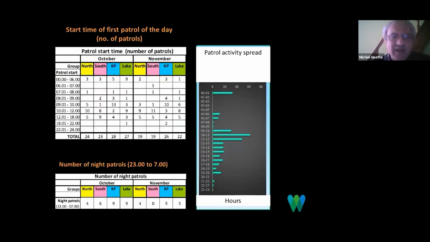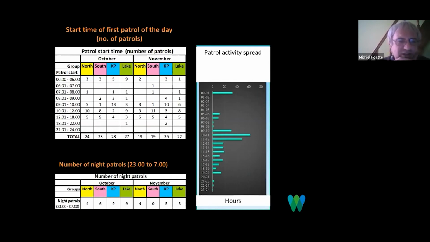This is something that I started to do in a few protected areas in Russia after noticing that some teams start after lunch and some teams are willing to do a lot of early morning patrols. So we basically started to monitor when the first patrol of a day starts. So for instance, in October, the North team conducted 24 patrol days, of which 3 patrols started before 6 o'clock in the morning.